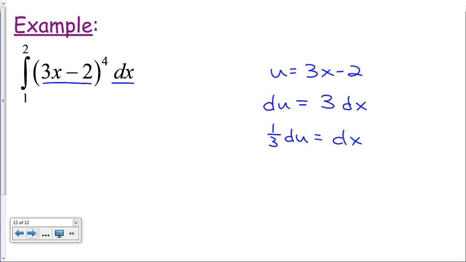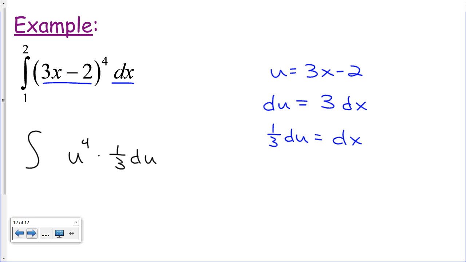So let's make our substitution here then. I'll wait on the upper and lower bounds for just a second. Let's first rewrite this as, instead of (3x minus 2) to the fourth, it's going to be u to the fourth times, instead of dx, 1/3 du.